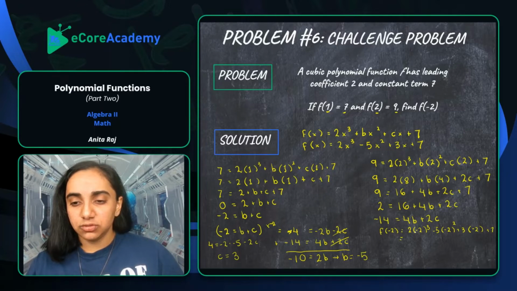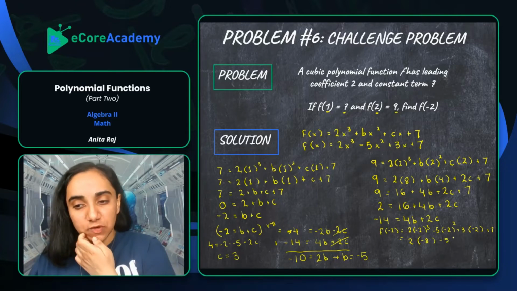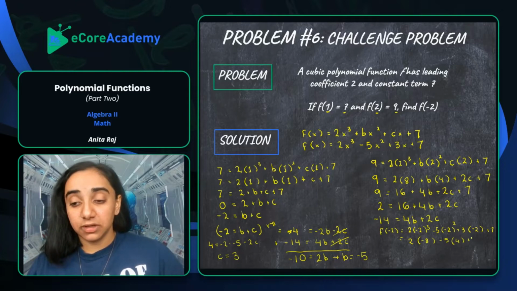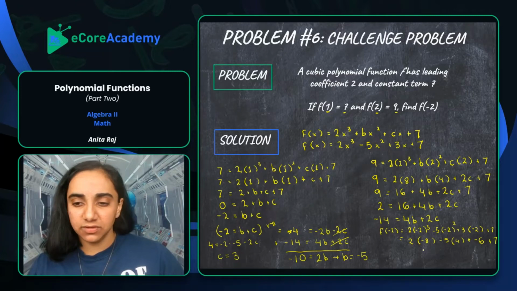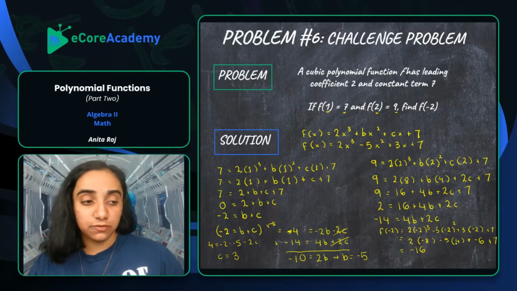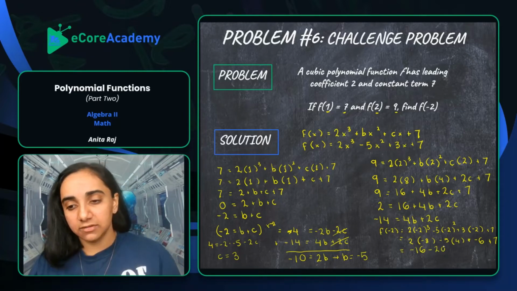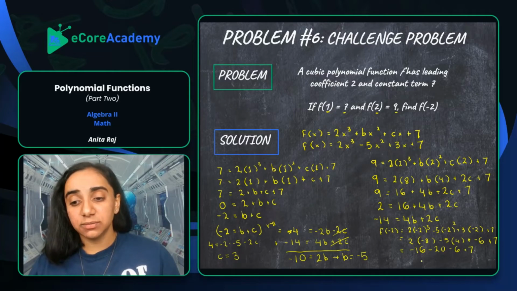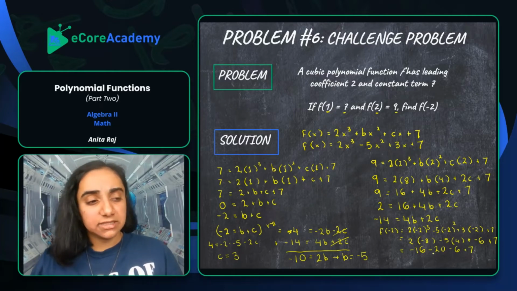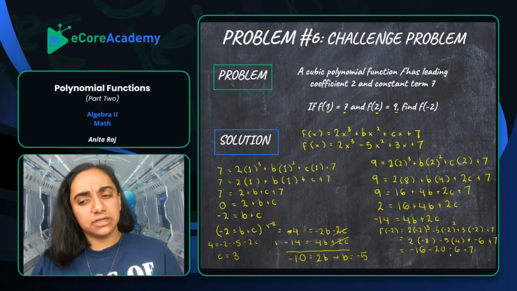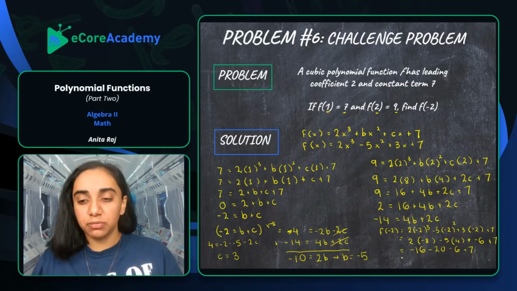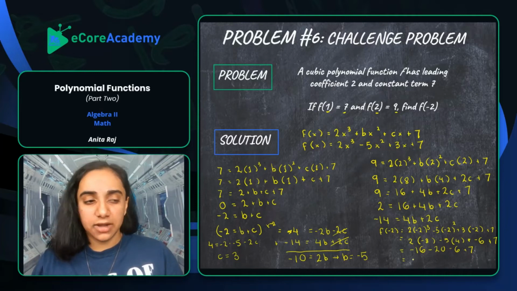This is going to be equal to 2 times negative 2 cubed is negative 8, minus 5, negative 2 squared is 4, minus 6, because 3 times negative 2 is negative 6, plus 7. Continue to simplify this. 2 times negative 8 is negative 16. Negative 5 times 4 is equal to negative 20. Carry the negative 6 plus 7 down. And if you simplify this, negative 16 minus 20 is negative 36. Negative 36 minus 6 is equal to negative 42. Plus 7 is going to give you negative 35.